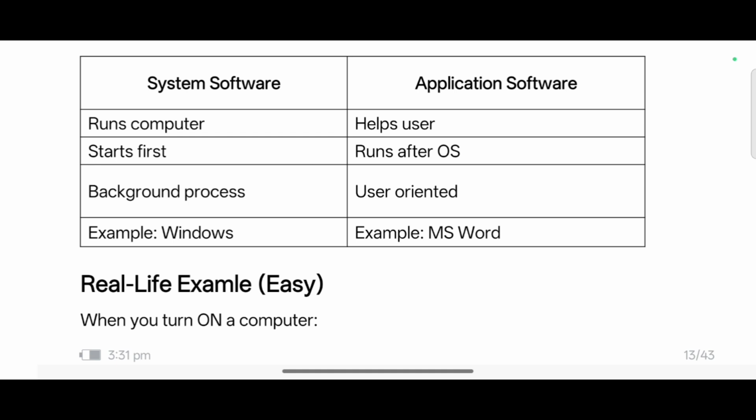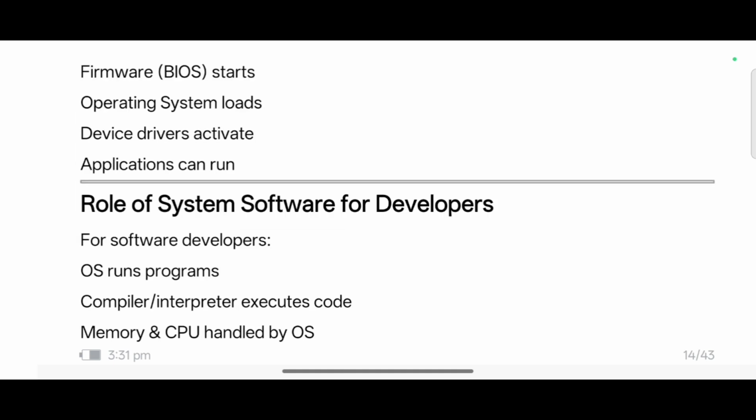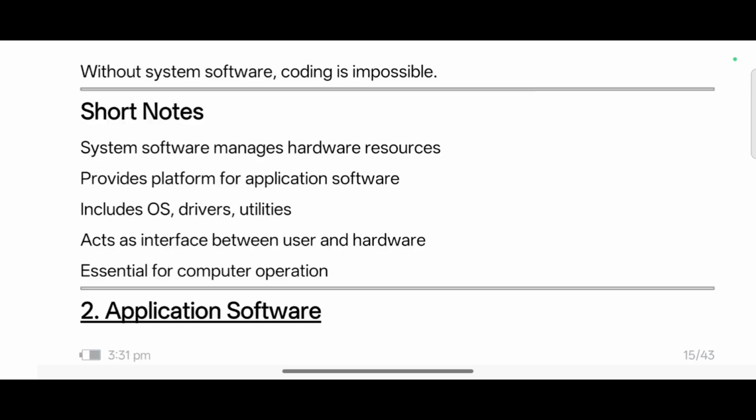A real life example: when you turn on a computer, the firmware BIOS starts, the operating system loads, device drivers activate, and then applications can run. Role of system software for developers: for a software developer, the operating system runs the program, a compiler or interpreter executes the code, and memory and CPU are handled by the operating system. Without system software, coding is impossible. System software manages hardware resources, provides a platform for application software, includes operating system, drivers, and utilities, acts as an interface between user and hardware, and is essential for computer operation.